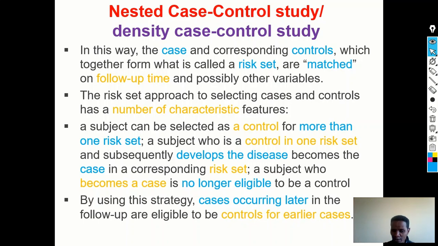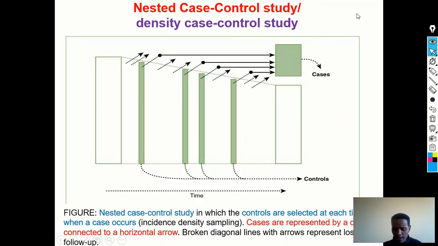So by using this strategy, cases occurring later in the follow-up are eligible to be controls for earlier cases. Look, cases occurring later in the follow-up are eligible to be controls for the earlier cases. That means the past history of the control period for a case will be taken as a control. That is the idea.